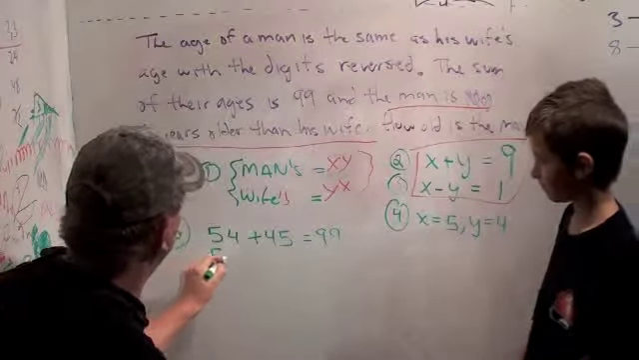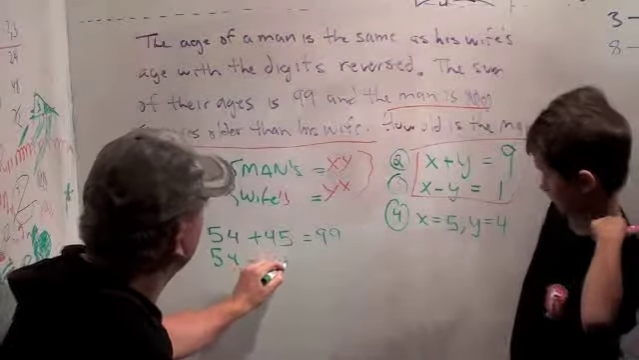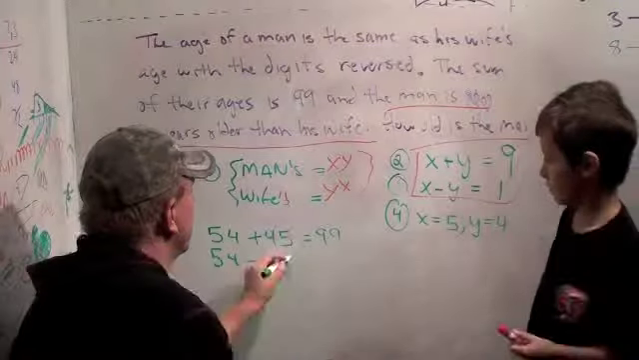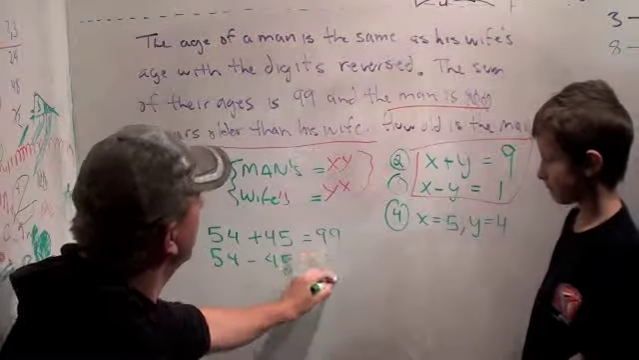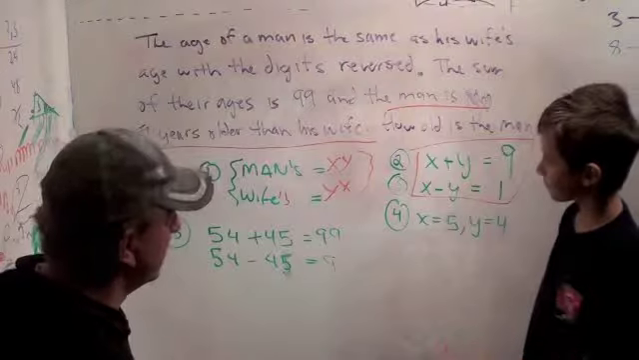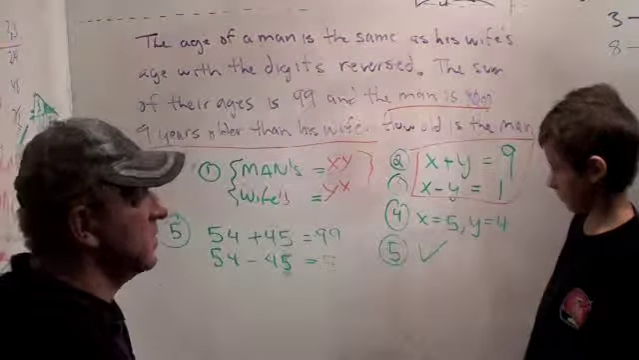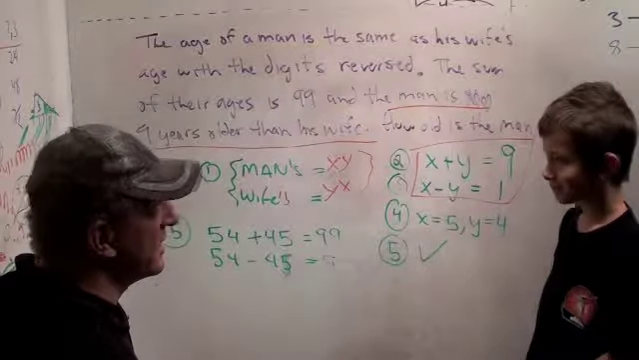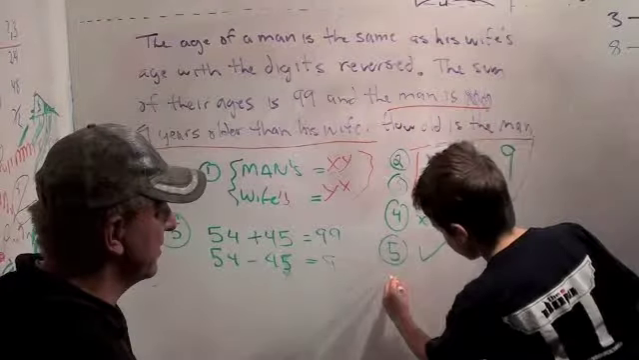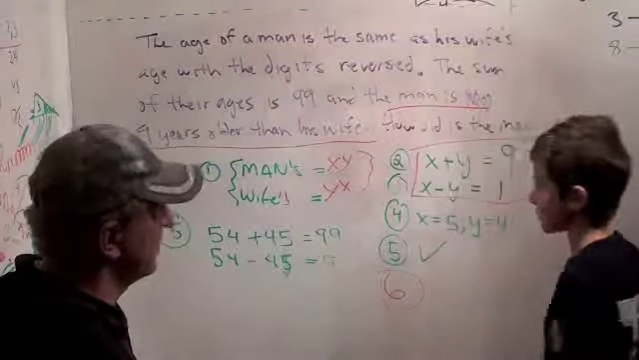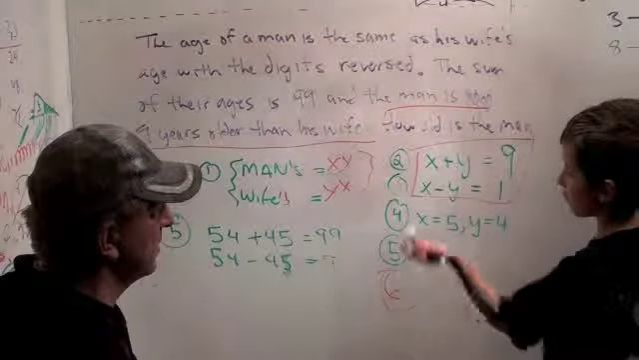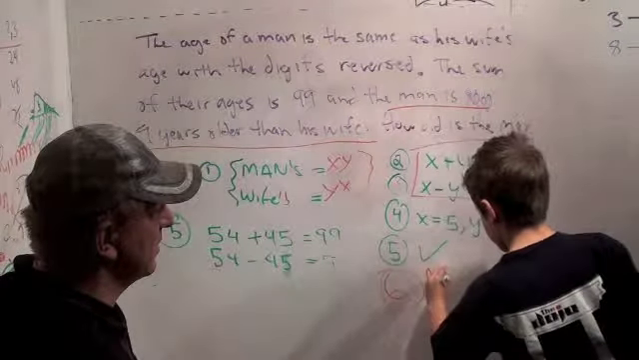And 54 minus 45 is what? It's 9. Okay, so that solves what we wanted. So good. Step 5 was just a check. I'll just make a check mark for a check. And what's the very last thing you have to do on these problems? Answer the question. And what was the question? How old is the man?